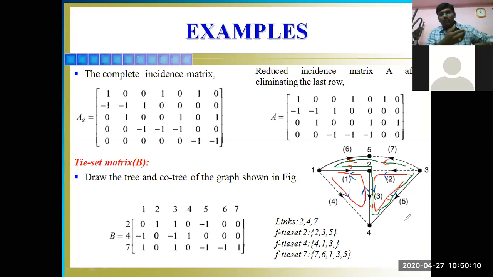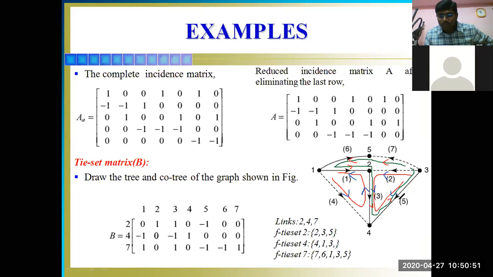Now you come to the formation of matrices. Now coming to the second tie set. What are the elements present for the second? This red loop has 2, 3, 5. The direction of this tie set is that of link 2 only. So for 2, it is +1, and for 3, it is also +1.